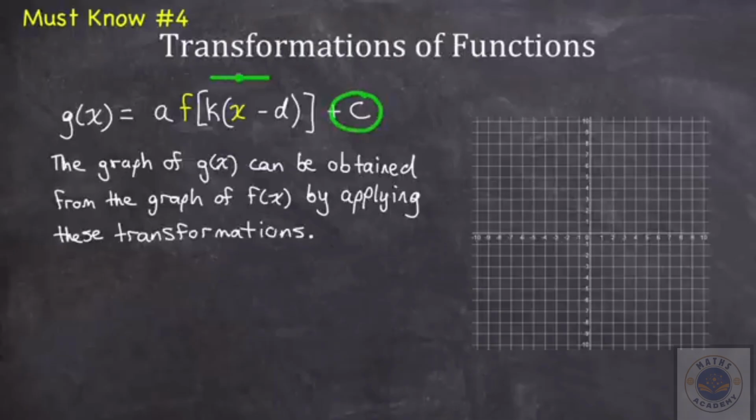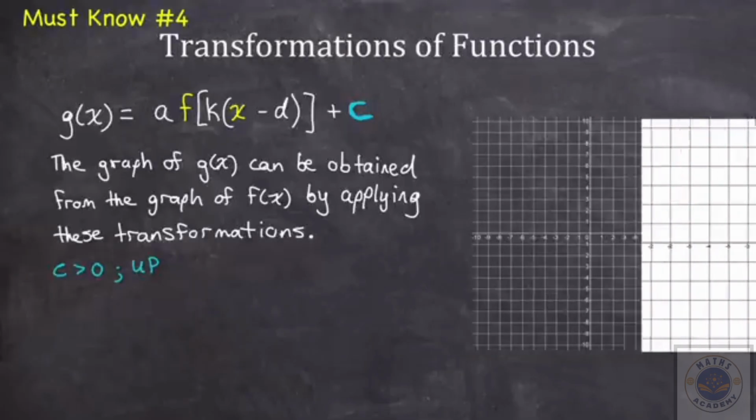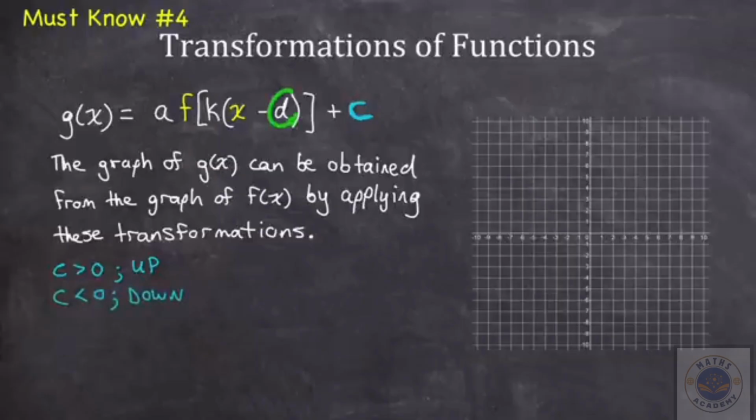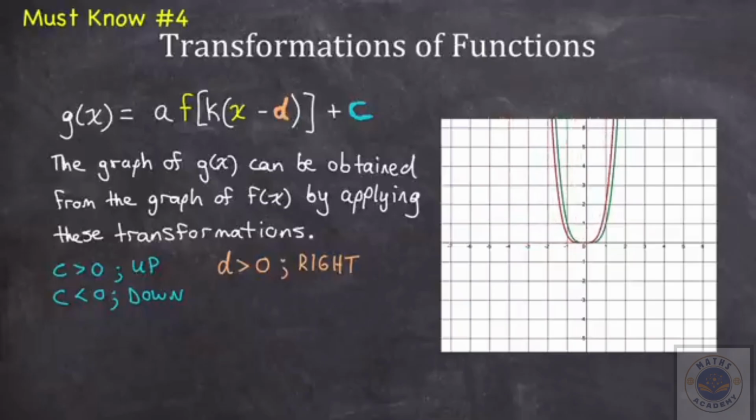That's what's being added to the output of the function. If c is greater than 0, the function shifts up. And if c is less than 0, the function shifts down. And next, the d value is the value that's being subtracted from the input of x. If the d value is positive, the function shifts right, and if d is negative, the function shifts left.